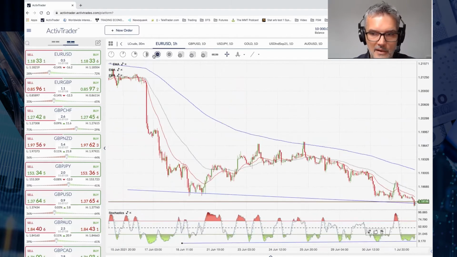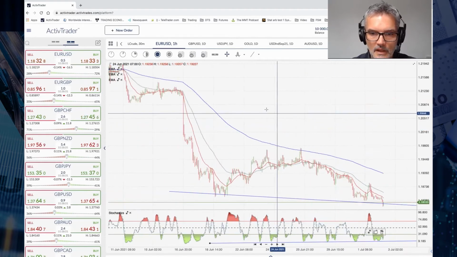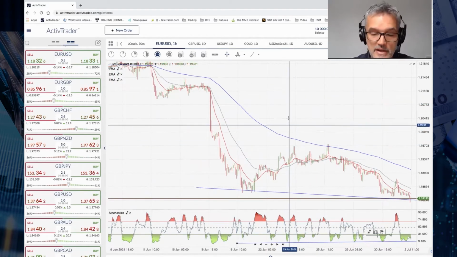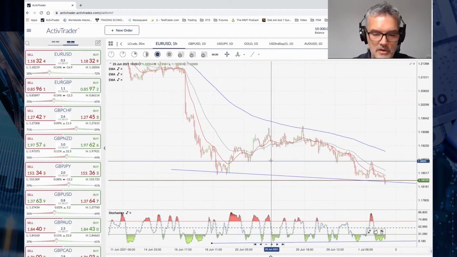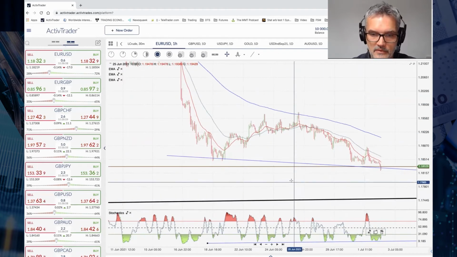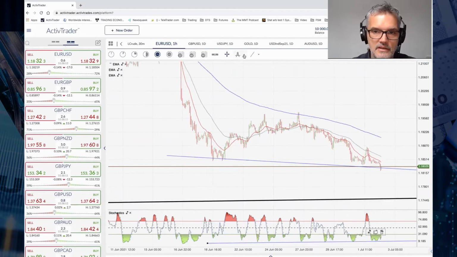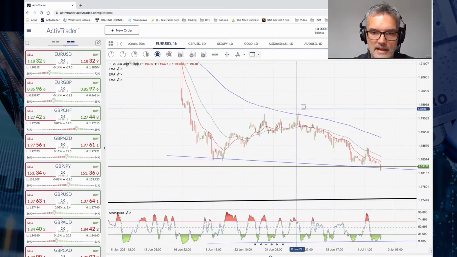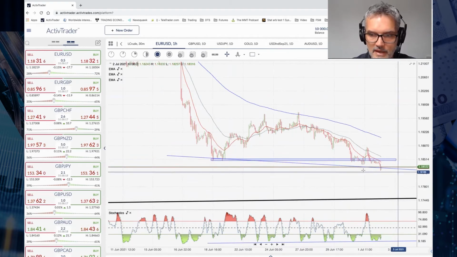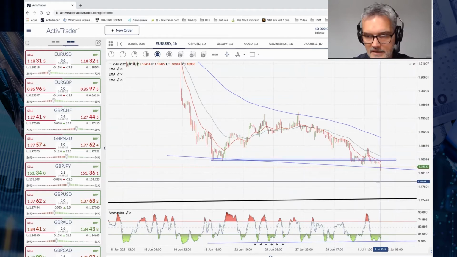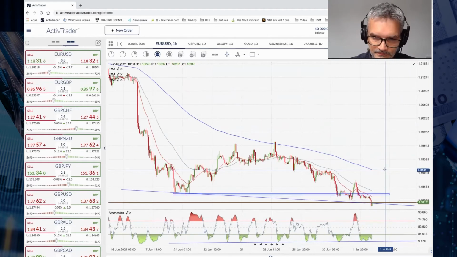So if we go to an hourly, the three moving averages here, the 20, the 50, and the 200, are all pointing down. So we're looking for shorts. We've taken this swing low here. So if I just draw that as old support, now resistance. If we get above the 1.185, then this idea is sort of invalidated.